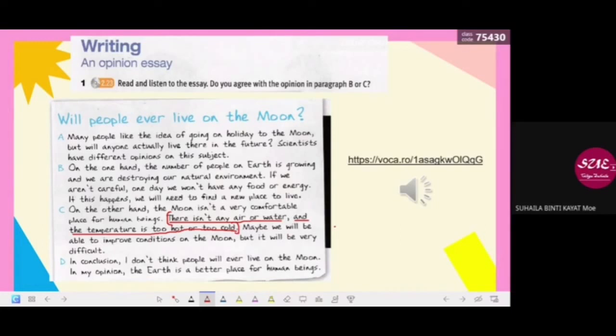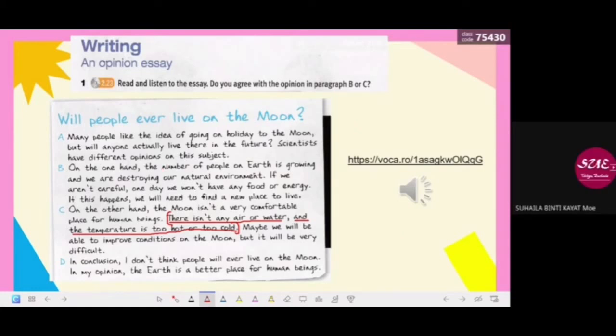Next question dalam buku teks tu. Number 3. Which one give reasons why people might live on the moon? Kali ni. Which paragraph show reasons people want to live on the moon? B. Okay, B. Okay, let's look at B.